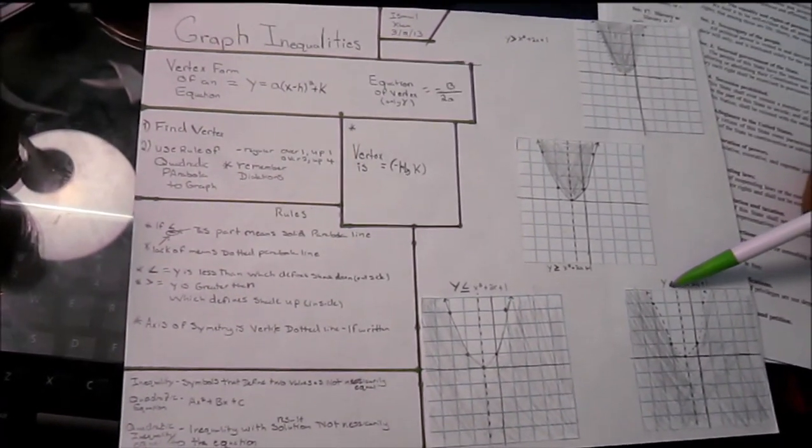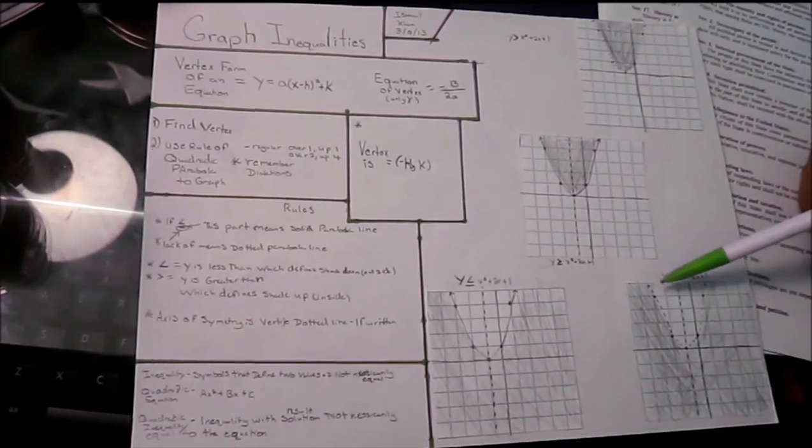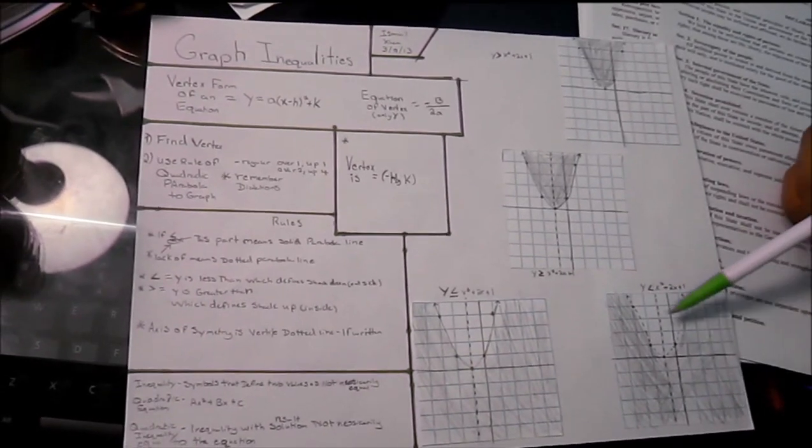Y is less than x squared plus 2x plus 1. In this case, there is a dotted line and it is shaded down.